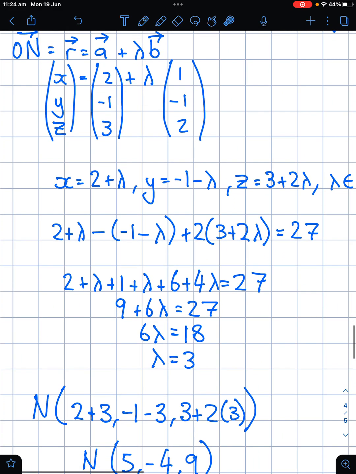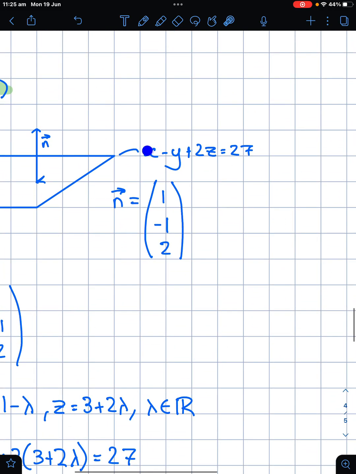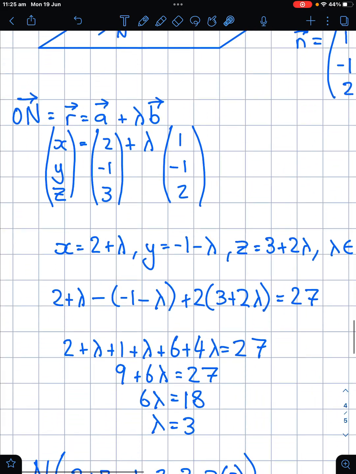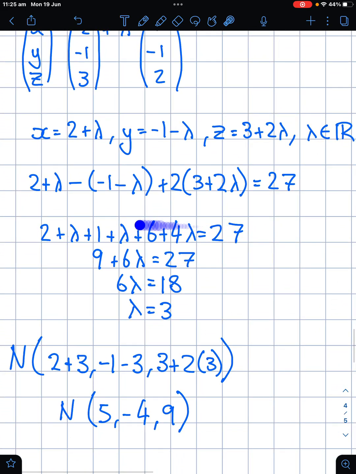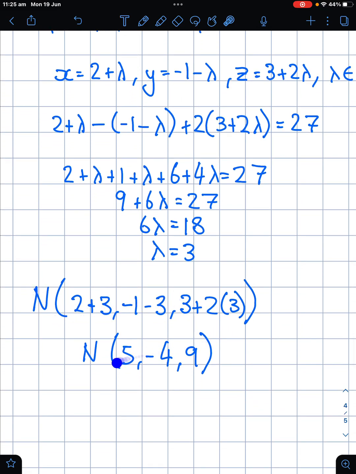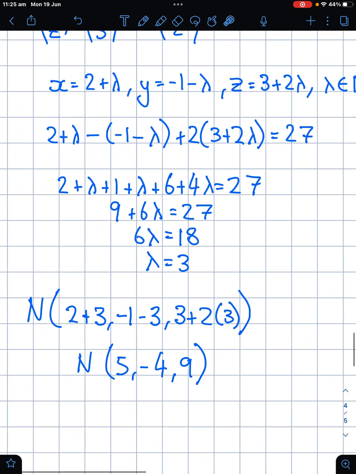Now, just like our previous question, we can sub them into the equation of the plane. So if we look at the equation of the plane, the coefficient of x is 1, -1 in front of the y, and then 2. We've got 1, -1, and 2 here, so we sub that in. We can then solve this for lambda, which we do, and that gives us our coordinate of N. So now we've got this N value of 5, -4, and 9.